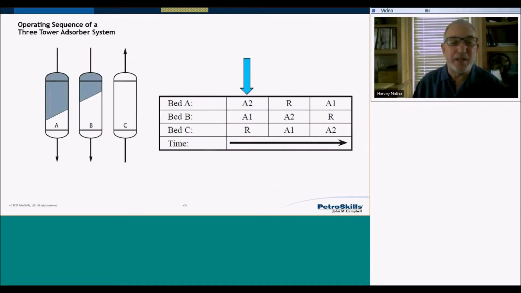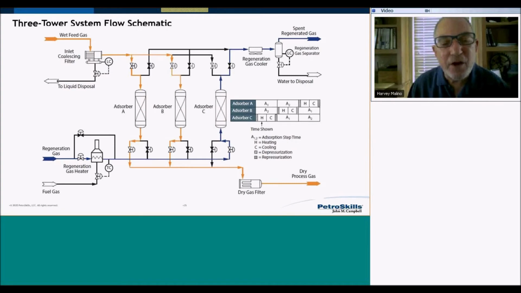These things really are nothing more than concentrators. You're taking water out of the feed gas, and you're concentrating it in the regeneration gas. So you take maybe 100 parts of water out of the feed gas, and you concentrate it into the regeneration gas to be maybe 1,000 to 2,000 parts in the regeneration gas.